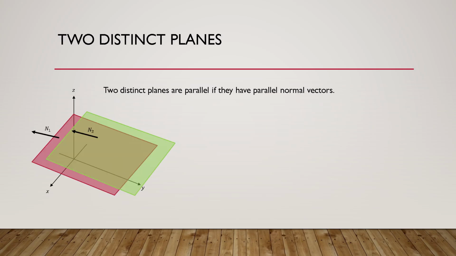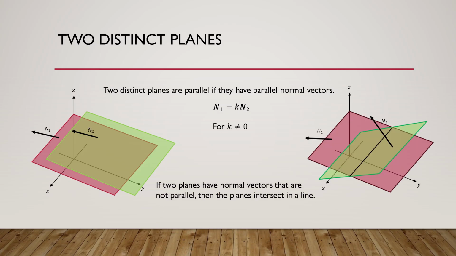Two distinct planes are parallel if they have parallel normal vectors. In other words, n1 = k times n2 for k not equal to 0. If two planes have normal vectors that are not parallel, then the planes intersect in a line, and the direction D equals the cross product of n1 times n2.